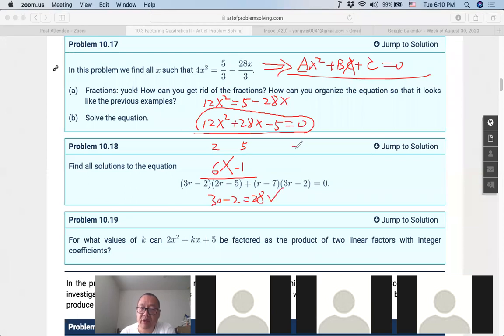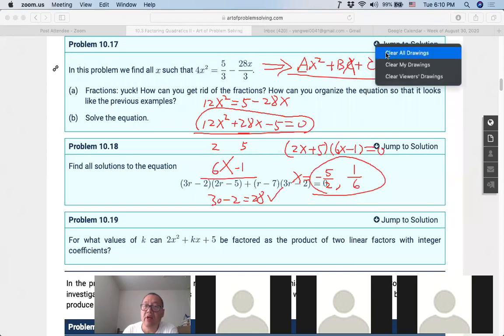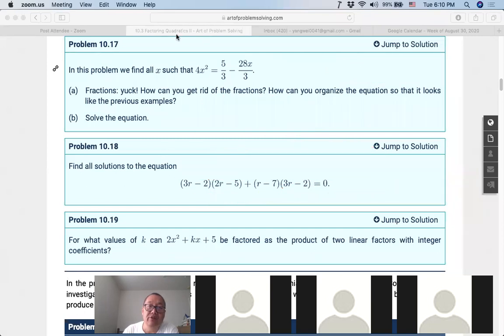So then we can get the product of these two binomials: 2x plus 5, parentheses, times 6x minus 1. This one equals 0. Then we get x equals negative 5 over 2, and 1 over 6. These are the solutions for this quadratic equation, right? See. Okay, now let's go to a harder problem, okay?